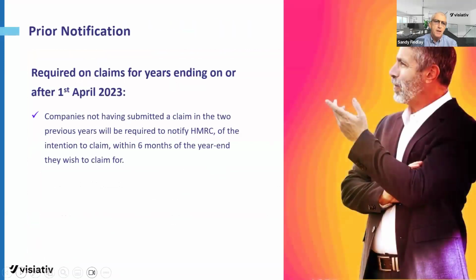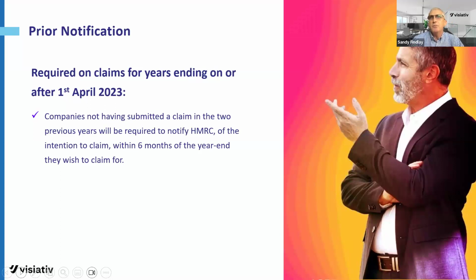Thank you. Prior notification. As of April last year, any companies who hadn't submitted a claim within the 2 previous years are required now to notify HMRC within 6 months of the year end that they're intending to make a claim. Now, you don't have to make the claim within the 6 months, but you have to clearly communicate with HMRC you're making that claim.